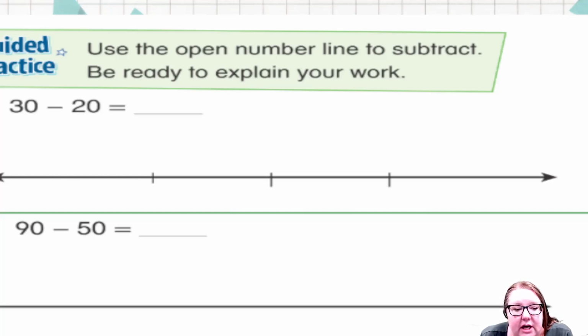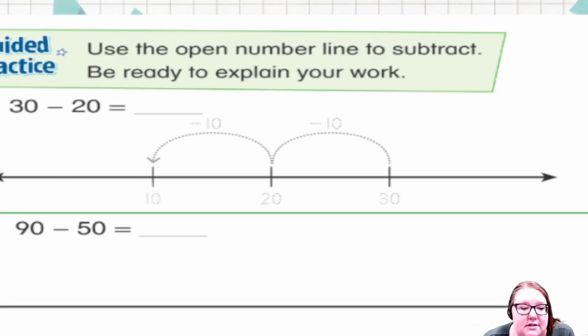So we have 30 minus 20. So the first thing we'll do is put 30 on our number line. And then the next thing we're going to do is we're going to count back by tens. So we go 10 minus 10 is 20, minus another 10 is 10. So that's another strategy, and we could do it with a bigger number.